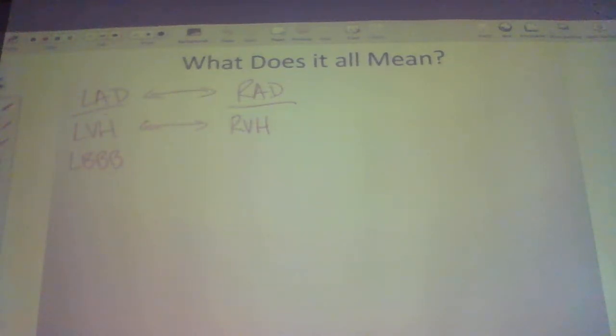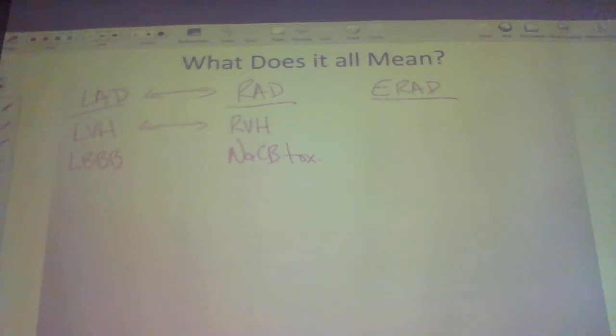Right ventricular hypertrophy, more muscle mass on the right ventricle, shifts that vector over to the right axis. The other right axis deviation change of importance here is sodium channel blocker toxicity. This is an important one not to miss, and we'll talk more about that in a separate video. And then last but not least, extreme right axis deviation.